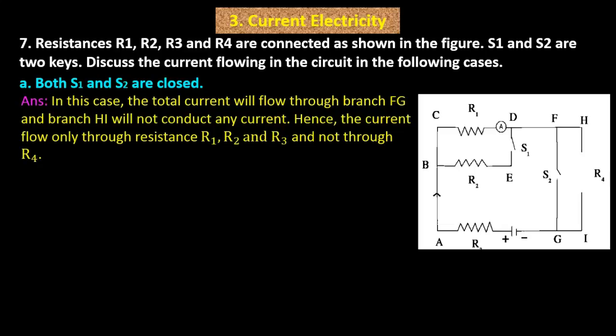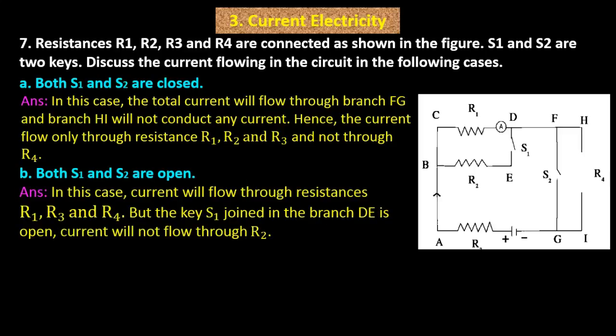Answer. In this case, the total current will flow through branch FG and branch HI will not conduct any current. Hence, the current flows only through resistances R1, R2 and R3 and not through R4. B. Both S1 and S2 are open.